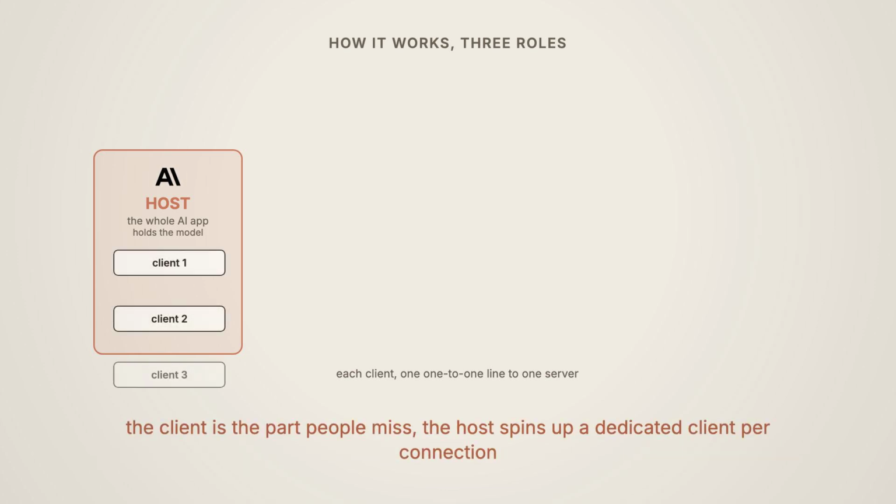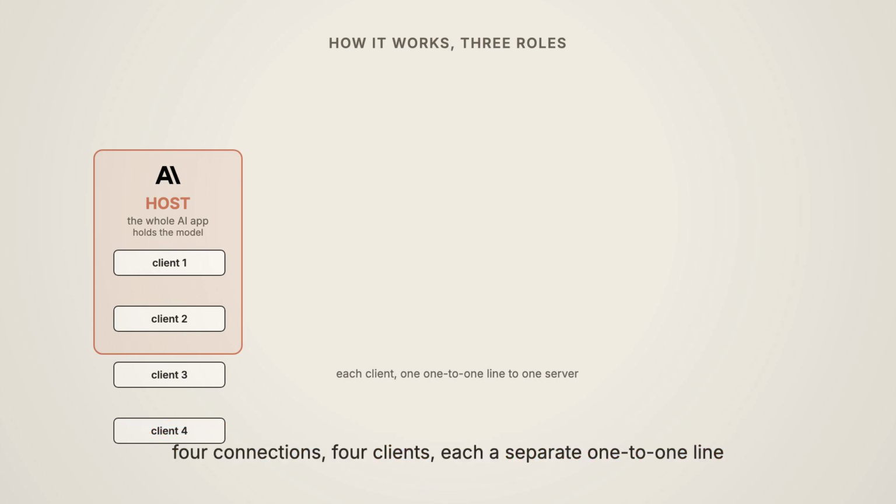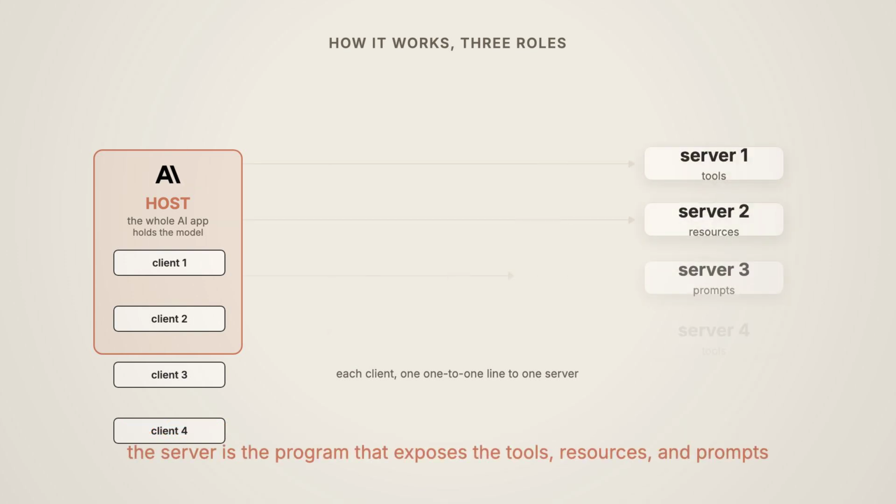The client is the part people miss. The host does not talk to a connector directly. For each connection, it spins up a dedicated client whose only job is to maintain one link to one server. 4 connections, 4 clients, each a separate one-to-one line. The server is the program that exposes the tools, resources, and prompts. So the shape is one host holding several clients, each running its own cable to its own server.